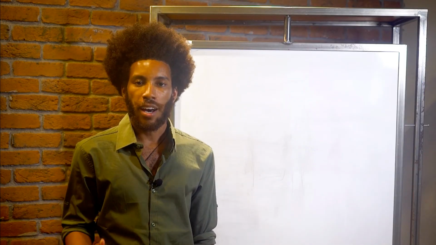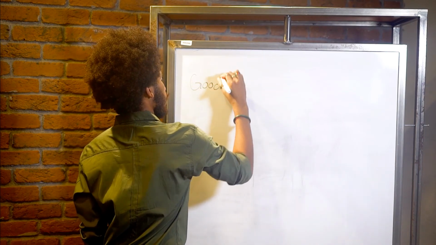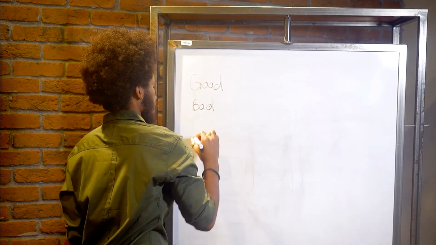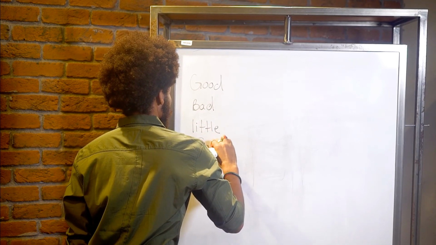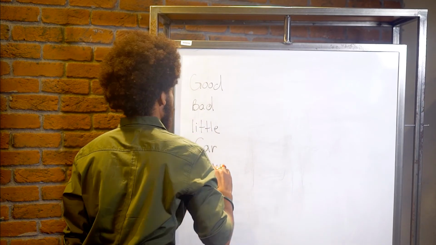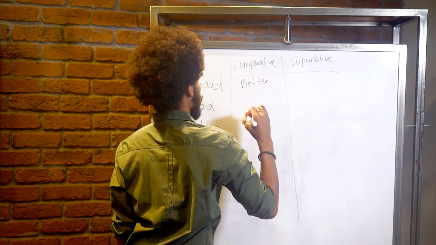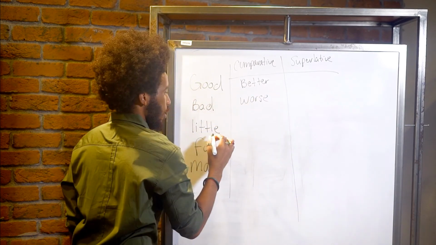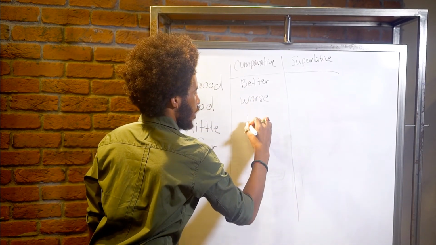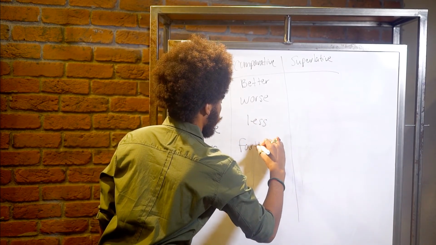There are a few adjectives that don't follow the regular rules. I will show you what they are now. Good, bad, little, far, many. Good becomes better for the comparative version. Bad becomes worse for the comparative version. Little becomes less. Far becomes farther.